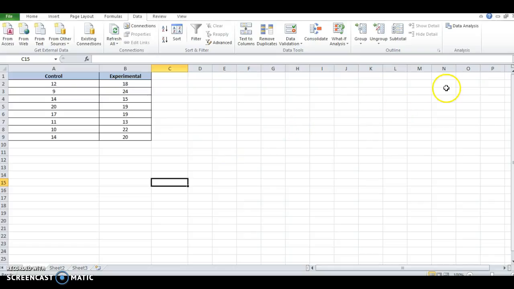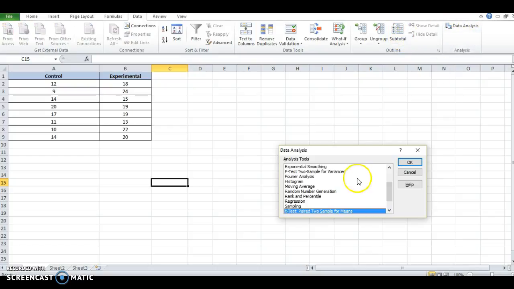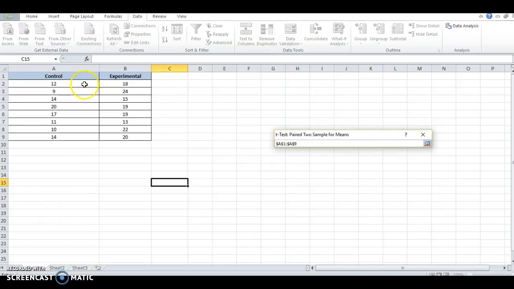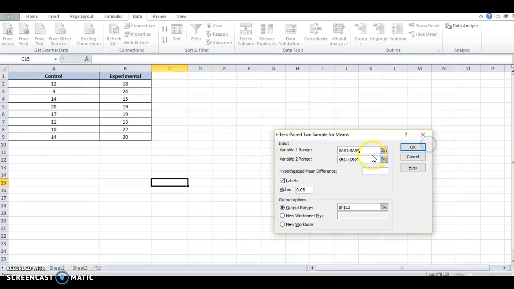So what we do is we go to our Data tab right over here, and then we go to the Data Analysis ToolPak. You can see we have a couple of options, but in this case what we're going to use is the 2-sample for the means right here. It'll ask us for the ranges. Make sure those ranges are correct. The control, we highlight, we click, and similarly for the experimental.